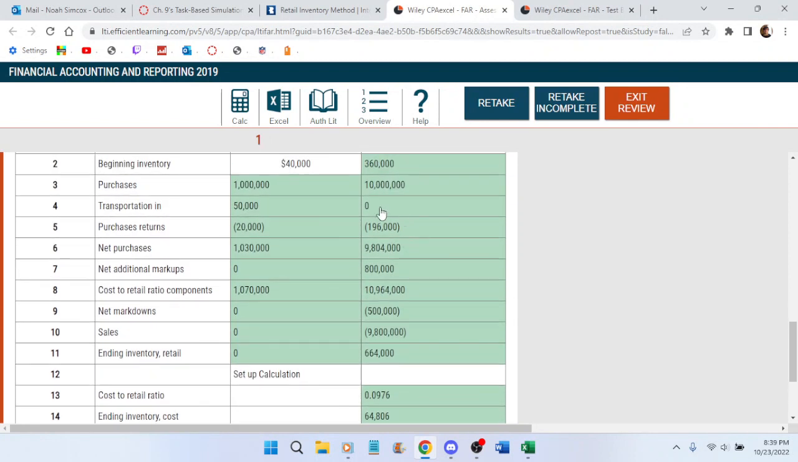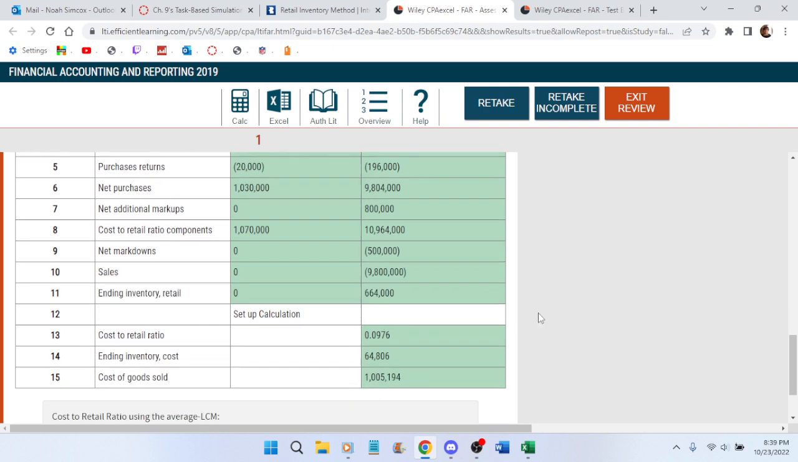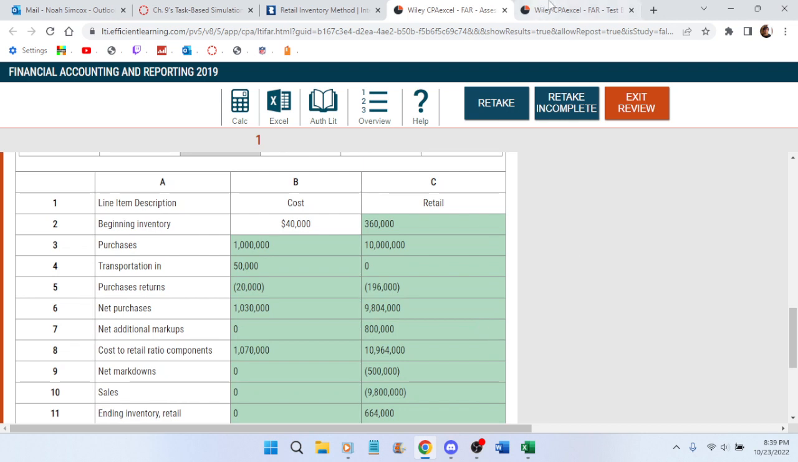The only reason I got some stuff wrong is because I didn't put zeros in these boxes. I didn't put these numbers in parentheses. And then I don't know how to get this number, but I don't have time to figure it out, so too bad. 360.